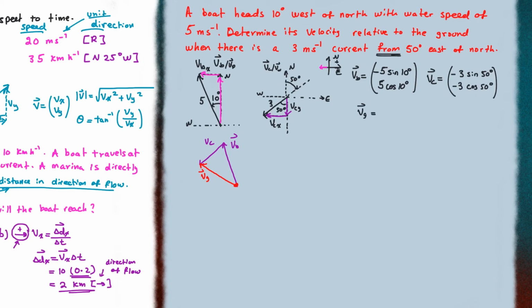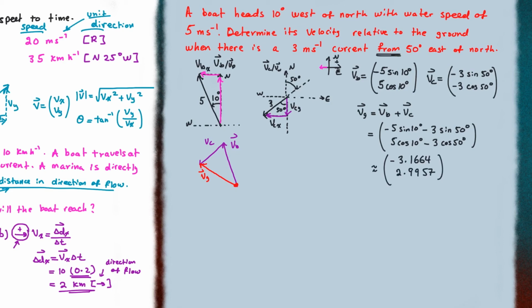For the ground speed, we are going to add the two vectors, so we're going to add their x components together, and we're going to add their y components together. We're going to get approximately negative 3.2 for the x component and 3.0 for the y component. Now we can draw these components out. The x component is going opposite to our coordinate system, so it's going to the left, and the y component is going in the same direction, so that's going up.